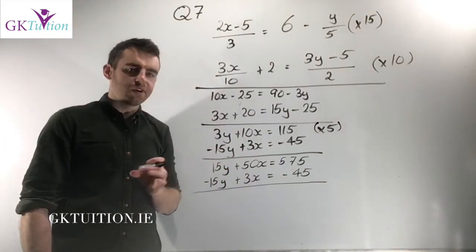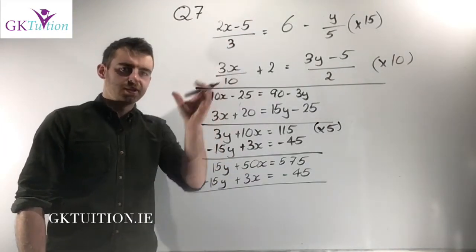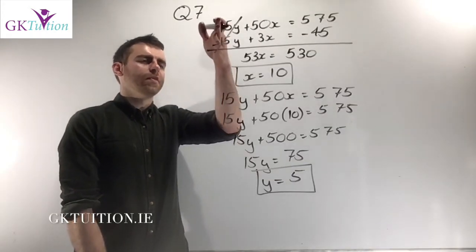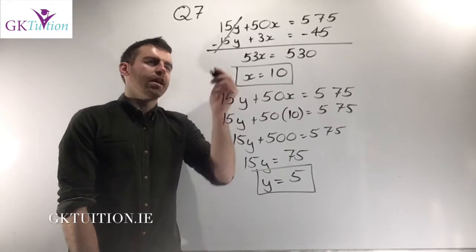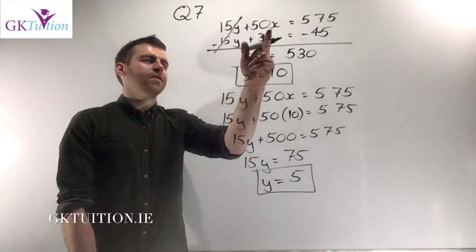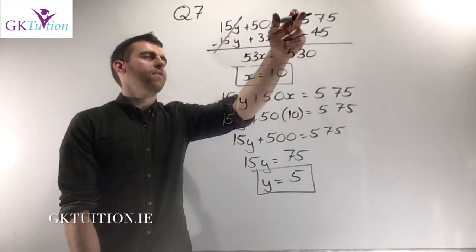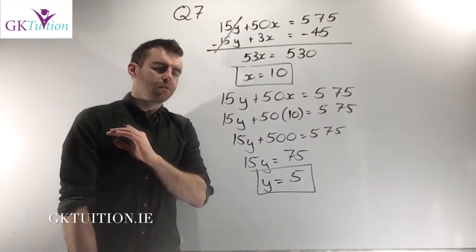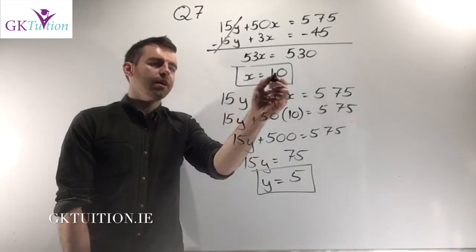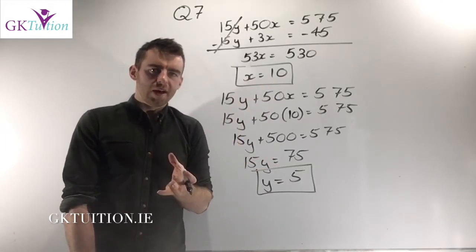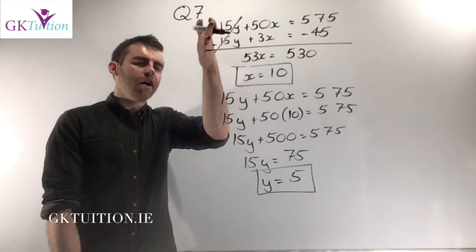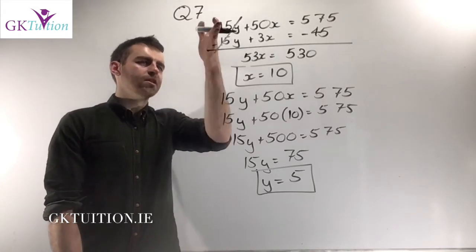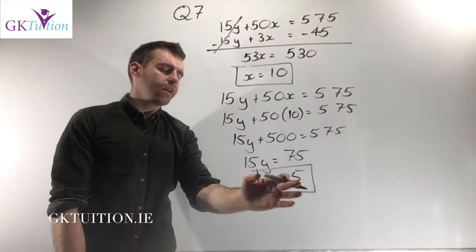Now from here, it's very straightforward. I'm just going to finish this one up at the top of the page. I have plus 15y and minus 15y in each case, so they cancel each other out. 50 and 3 gives me 53x. 575 minus 45 gives me 530. So to get x on its own, I just divide both sides by 53 and I end up with x equals 10. Once I have a value for x, I can sub back into either of my original equations and find the corresponding value for y. I subbed into the top equation and I ended up with y equals 5.